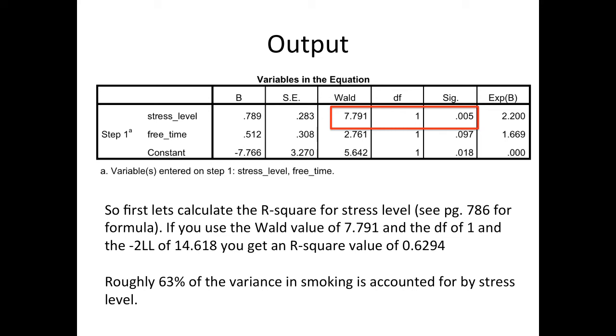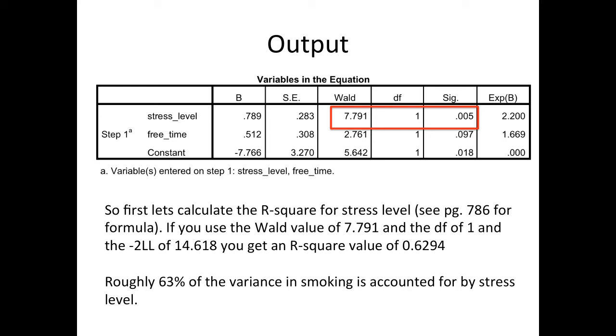So what I've done is I've taken 7.791 minus 2, because 2 times our degrees of freedom of 1 is 2. So 7.791 minus 2, and then I've divided that by our -2 log likelihood, that 14.618, and then I've taken the square root of that. And I got roughly 0.6294087, okay? Now remember, if your value's off by a little bit, don't panic.